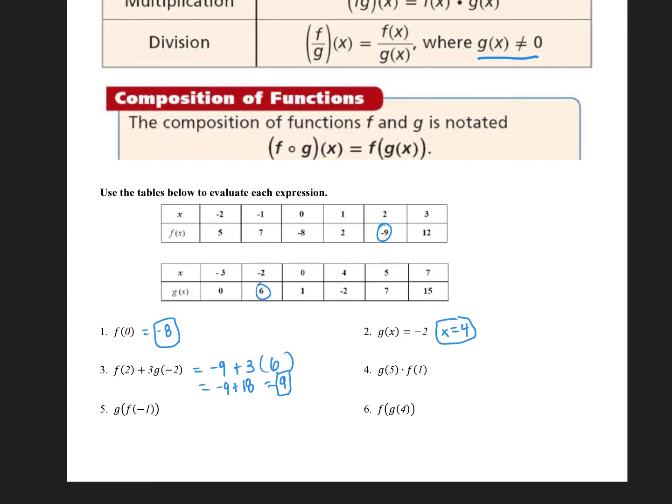Number 4, we got g of 5, so let's find g of 5. So when I plug 5 in, I get out 7. And we're multiplying that by f of 1. So when I plug 1 into my function f, I get out 2. 7 times 2 is 14.